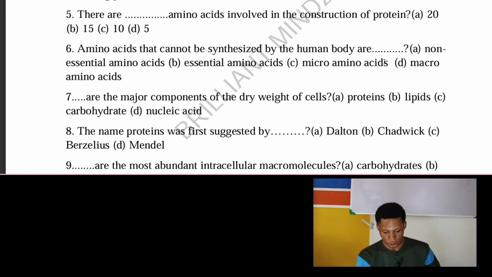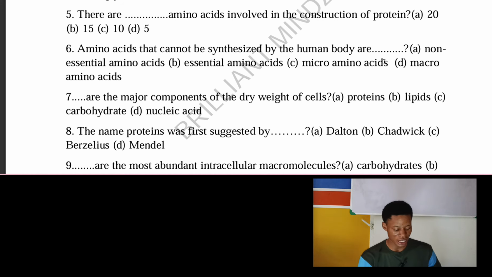All right. Next one. Number 7. Dash are the major components of the dry weight of cells. One thing you should notice is that the body mass itself is majorly protein. The dry weight of a cell is majorly protein. So the answer to number 7 is proteins. Proteins are the major components of the dry weight of cells. All right. Hope you are following.